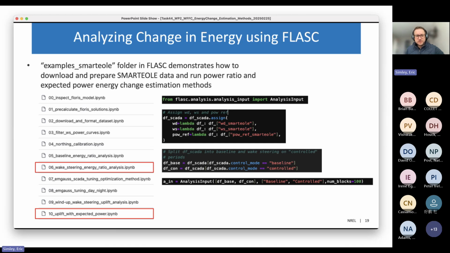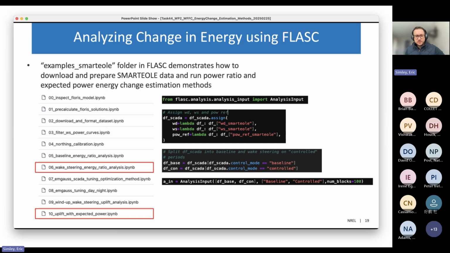And so to run this, we first have our data frame of SCADA data, and we have to assign a reference wind direction, a reference wind speed, and a power reference. We only need the power reference for the power ratio method, not for the expected power method. And these are just using values that were pre-computed in the SMARTEOLE data set, but there are other approaches for taking the average of the unwaked turbines, using that as your reference wind direction and wind speed.